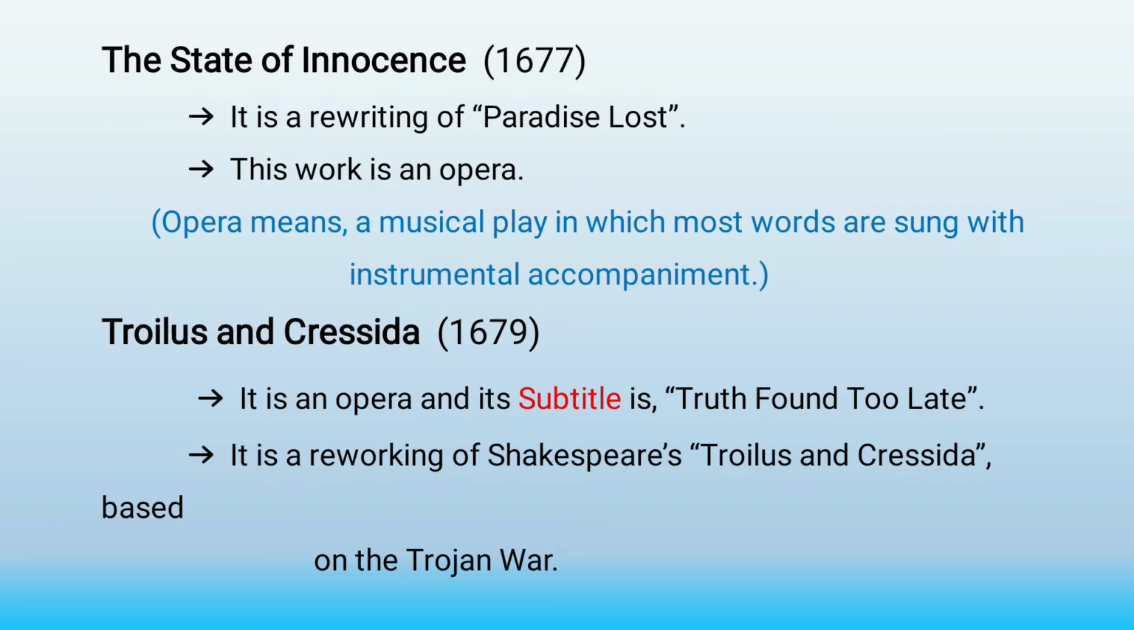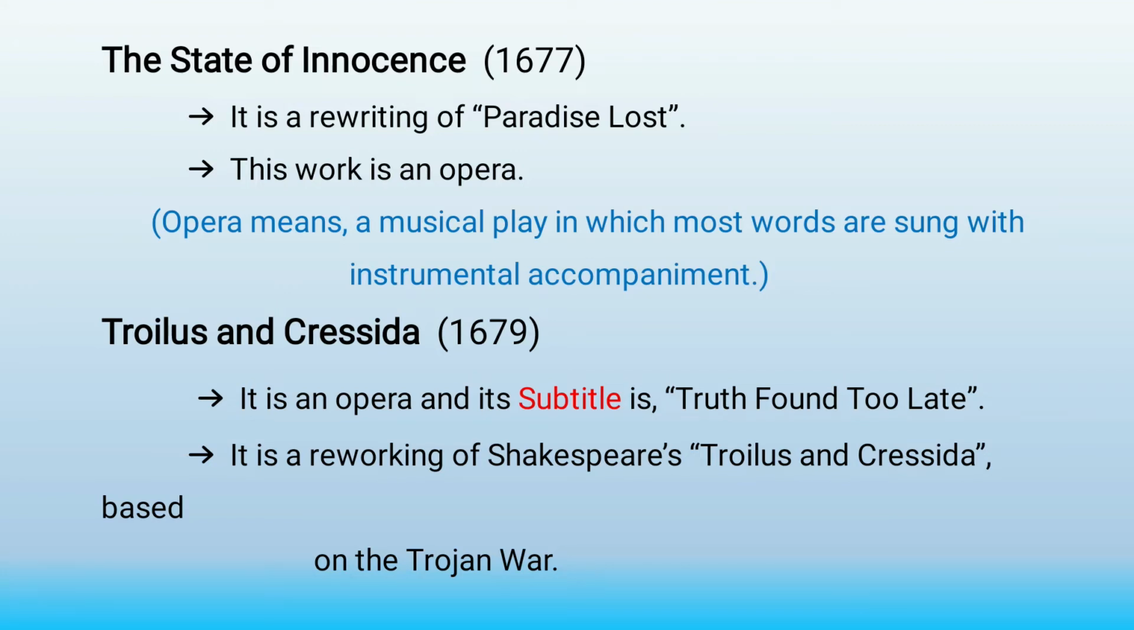And this work is an opera. What is an opera? Opera means a musical play in which most of its words are sung, not just spoken like a dialogue, but sung with instrumental accompaniment. So there will be instruments or an orchestra in the background, and most of the words of this particular play are sung instead of merely spoken. That's the speciality of opera. Opera is merely a play, but the words of that play are sung, not just spoken. Both these plays by John Dryden, The State of Innocence and Troilus and Cressida, are examples of operas.